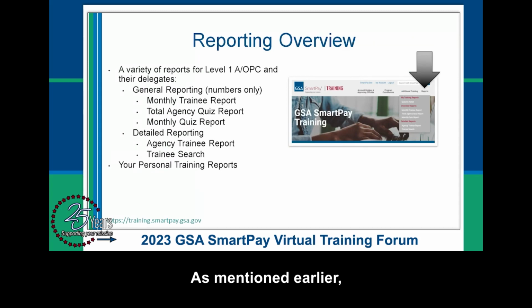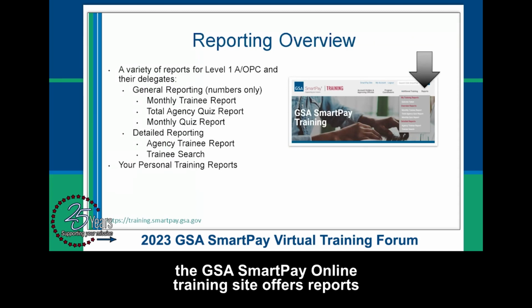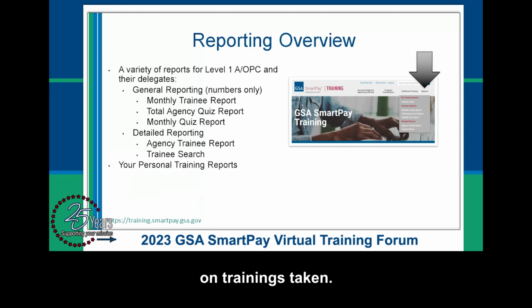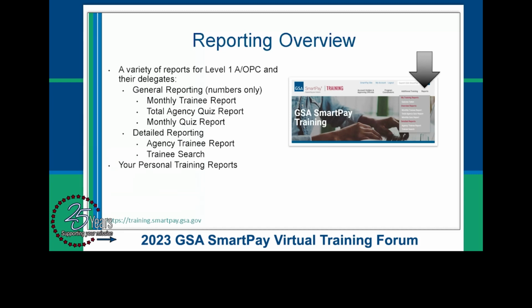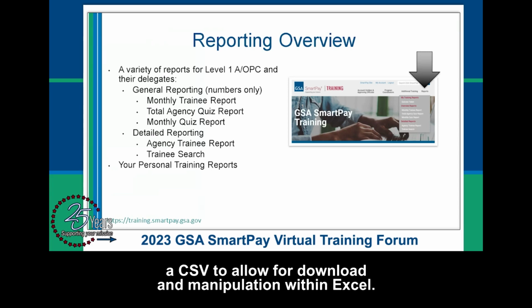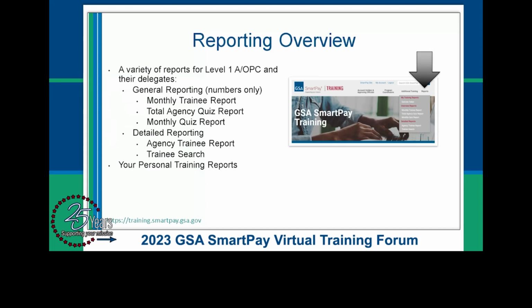As mentioned earlier, the GSA SmartPay online training site offers reports on training taken. All users have access to reports for their personal training achievements. Approved Level 1 AOPCs, of which we have 327, have access to reports that run results only for those users who have the same agency listed on their account. All reports offered can be exported to a CSV to allow for download and manipulation within Excel.